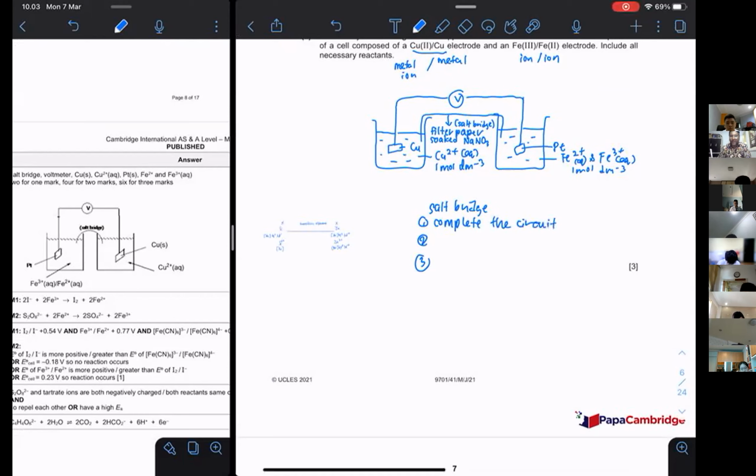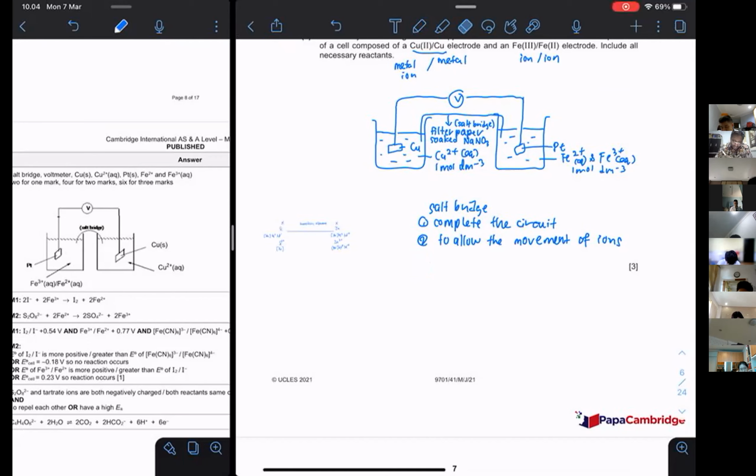Because the circuit must be completed, to allow the movement of, do remember, electrons, they move along the wire. So the salt bridge allows the movement, not of electrons, but the movement of ions. When the ions move, then the electricity will be moving. So to complete the circuit, to allow the movement of ions. Okay, this is already good.